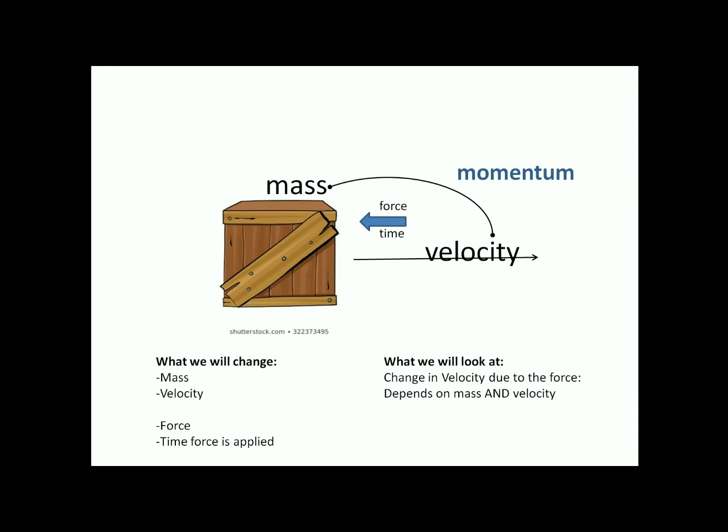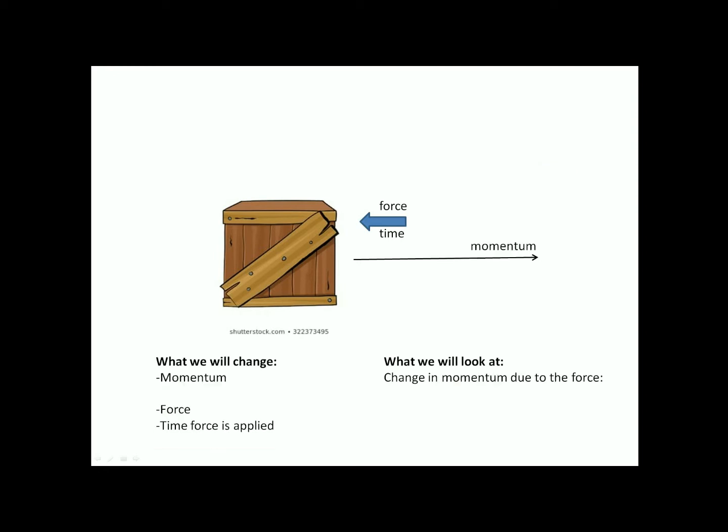You can say it's a number. Momentum is basically the mass times the velocity, and we can replace this by just momentum. So we can now look at how momentum changes because a force is applied to an object.